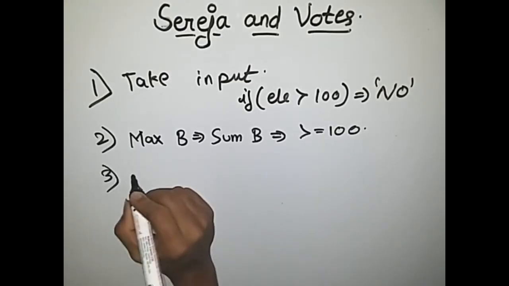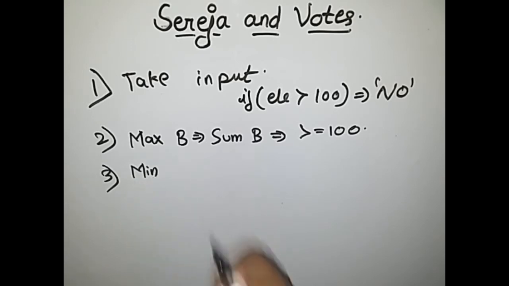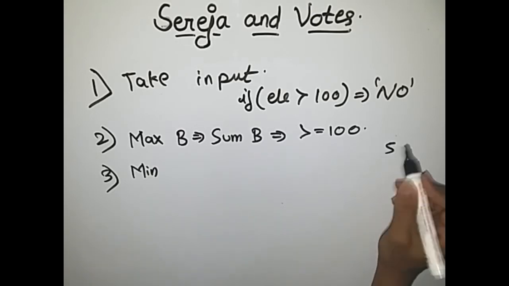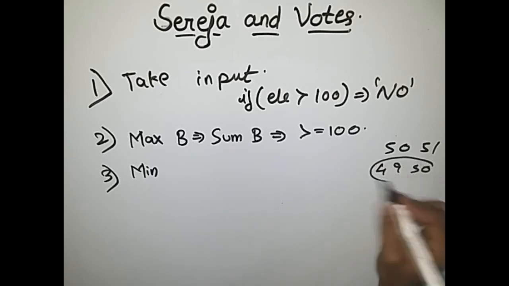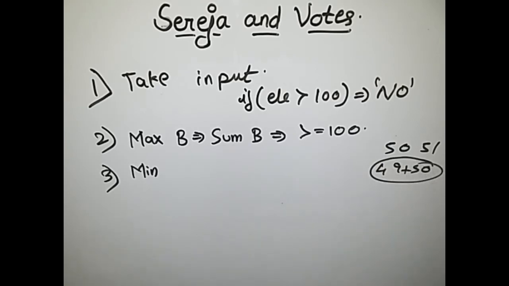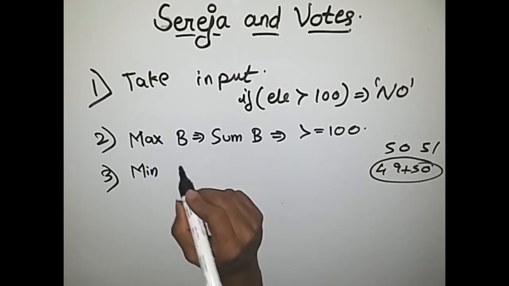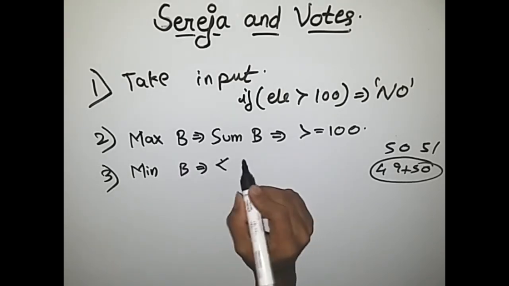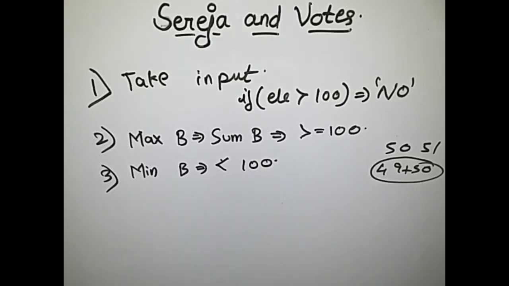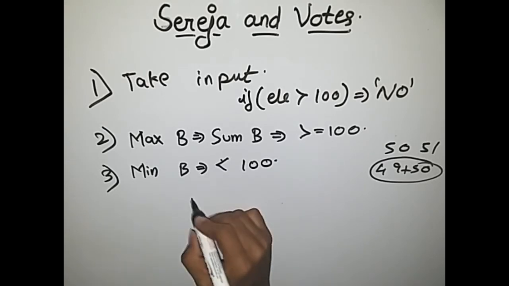And the third condition is the minimum value. So the minimum value would be 1 less than each and every element from array B. That is, in our previous example it was 50, 51, so this becomes 49 and 50. So this sum should always be less than 100. So the minimum of B should always be less than 100. So these are the three cases that we need to take care of. If it satisfies all the three cases, then our answer would be yes.